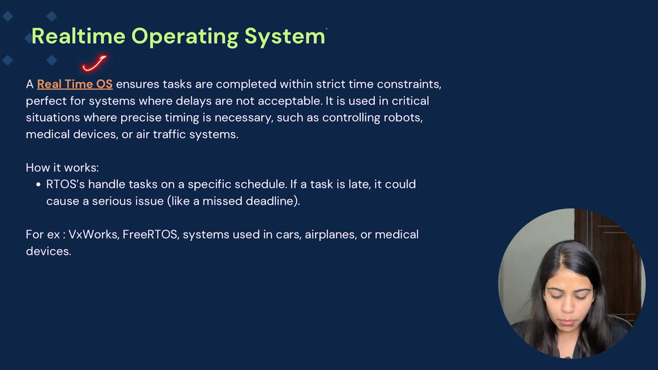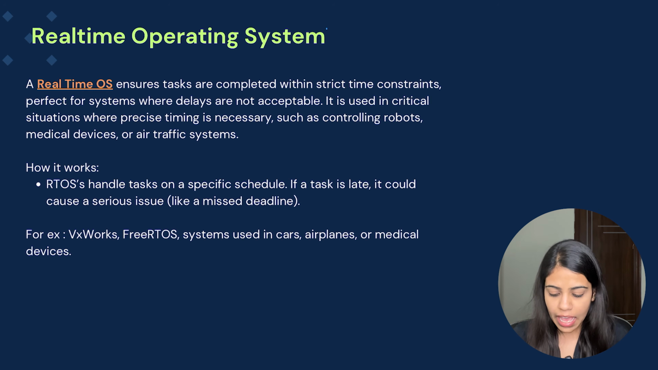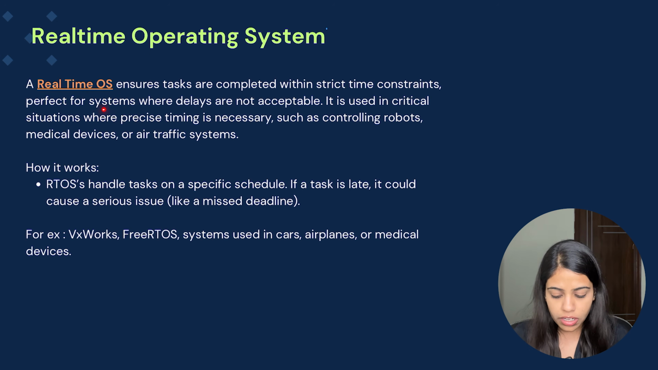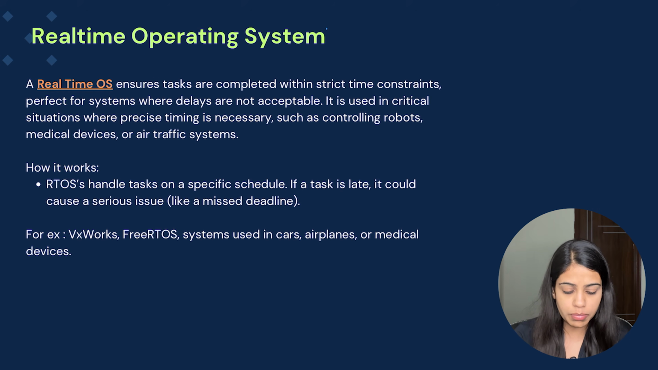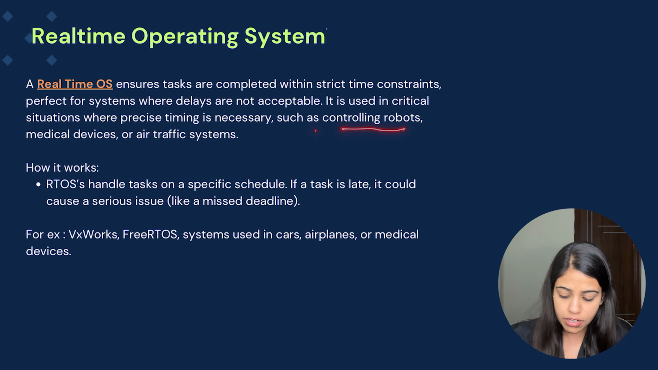A real-time operating system ensures tasks are completed within strict time constraints. The time constraint is very strict and it is perfect for systems where delays are not acceptable. So all the systems where delays are not acceptable and there are some strict time constraints, we can use the real-time operating system. It is used in critical situations where precise timing is necessary, such as controlling robots, medical devices or air traffic systems.